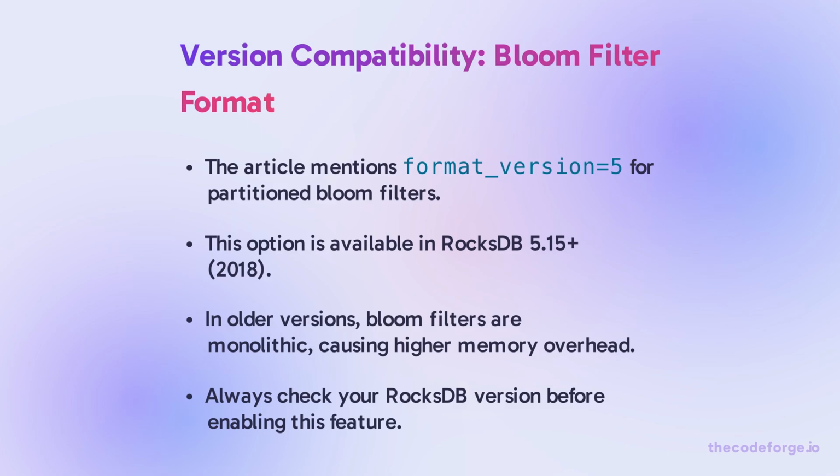The article mentions format version equals 5 for partitioned Bloom filters. This option is available in RocksDB 5.15 plus, 2018. In older versions, Bloom filters are monolithic, causing higher memory overhead. Always check your RocksDB version before enabling this feature.